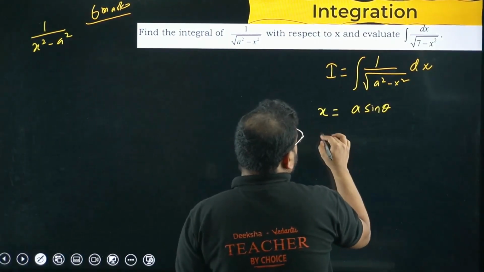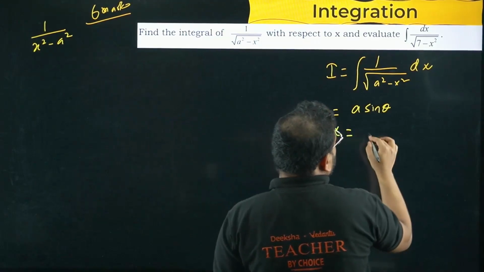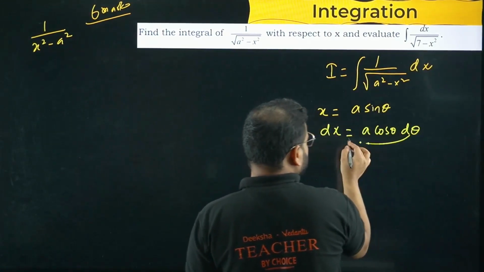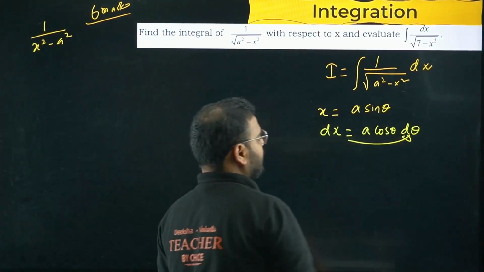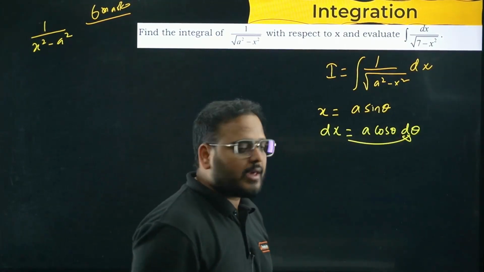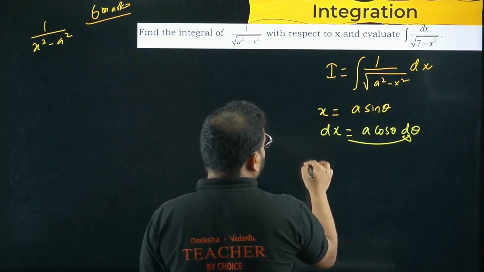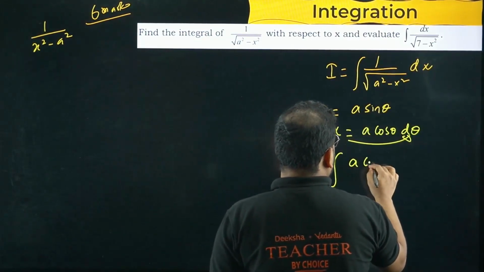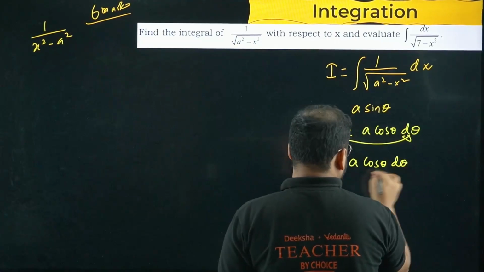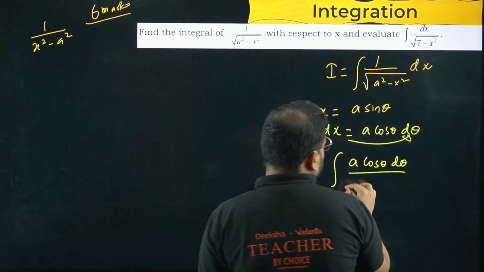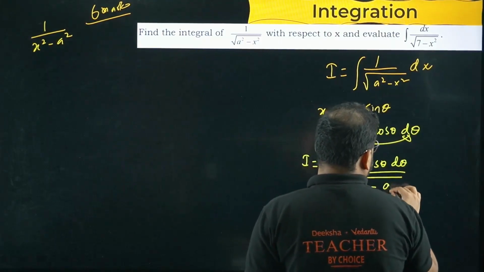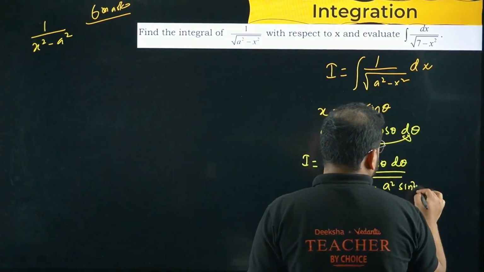The derivative of this will be dx equals a cos theta d theta, and the theta comes from this side, right? This part. Okay, so you have a cos theta d theta. Now substitute here. So it'll become I equals the integral of a cos theta d theta divided by the root of a square minus a square sine square theta.